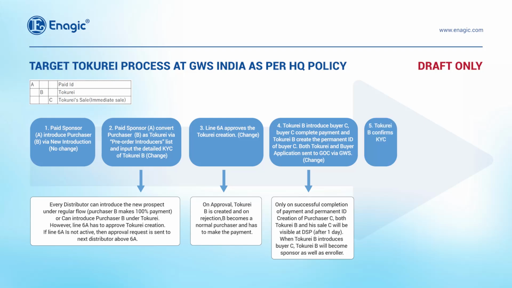5. Tokure B confirms KYC. 6. Buyer C confirms the KYC and order and Enagic ships the product to buyer C.